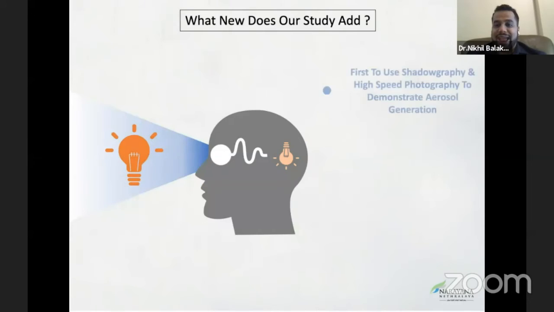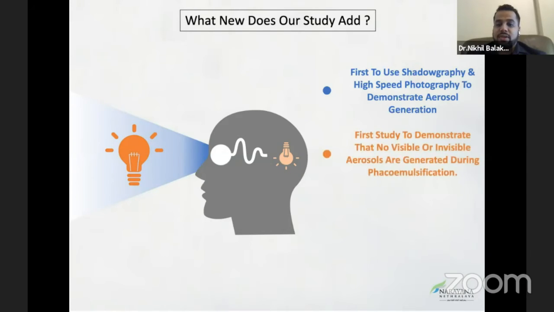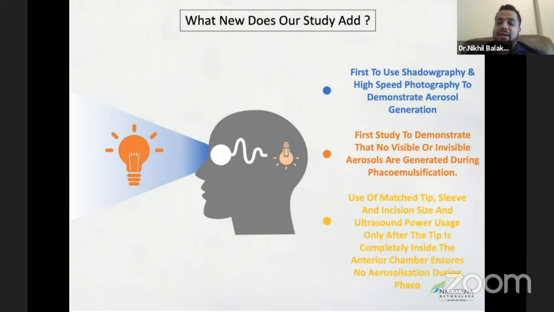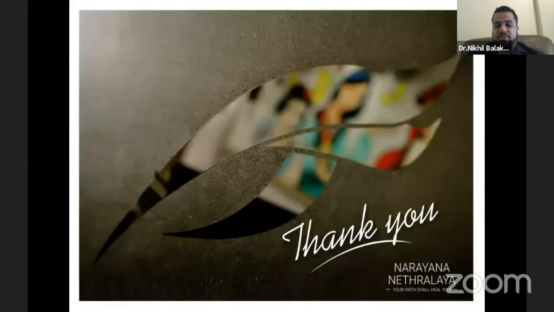So what new does our study add? We were the first to use shadowgraphy and high-speed photography to demonstrate aerosol generation. We were the first study to demonstrate that no visible or invisible aerosols are generated during phacoemulsification, thus squashing all the rumors being published elsewhere. And the use of matched tip, sleeve, and incision size, and ultrasound power usage only after the tip is completely inside the anterior chamber, ensures that there is no aerosolization whatsoever during phacoemulsification.